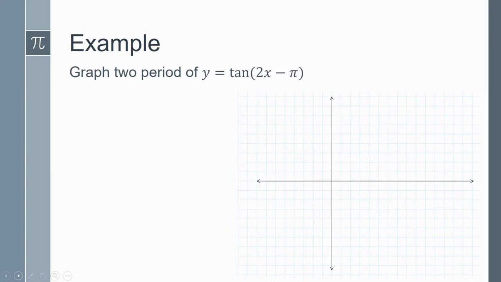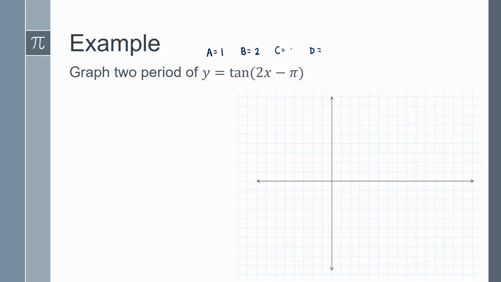Okay, let's take a look at another one. We're going to graph 2 periods of y equals tangent of 2x minus pi. So once again, we need to identify our A, our B, our C, and our D. A value is 1 because there's no number in front of tangent. B value is 2 because that's in front of x.